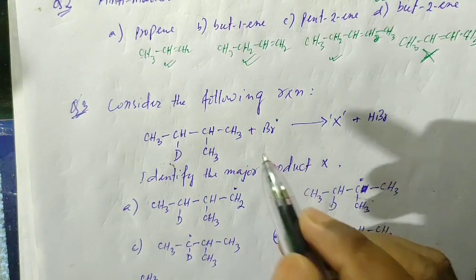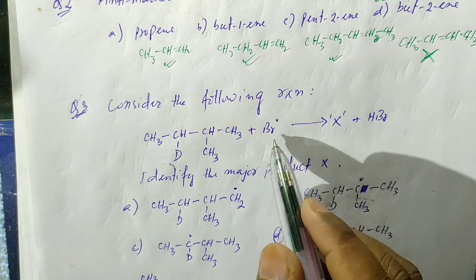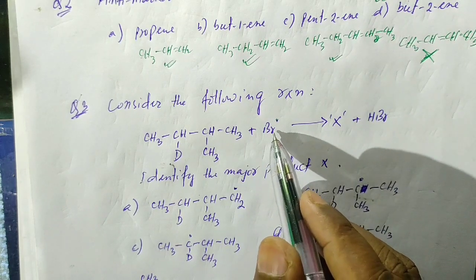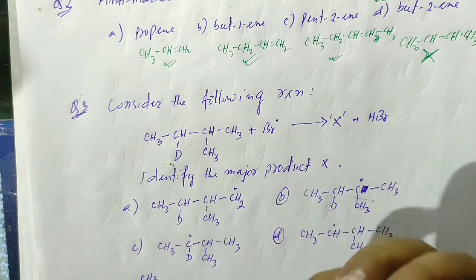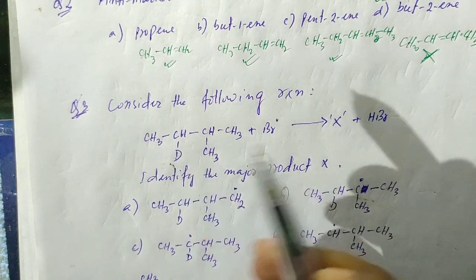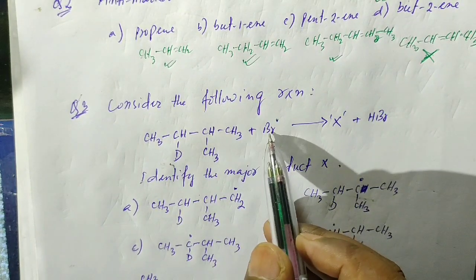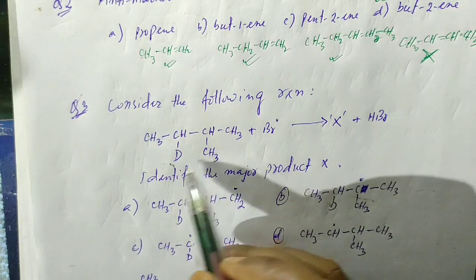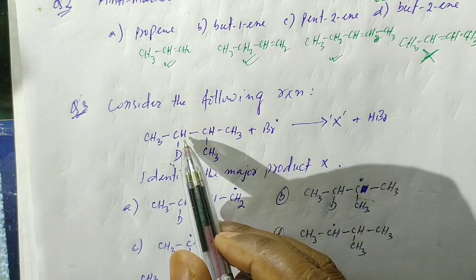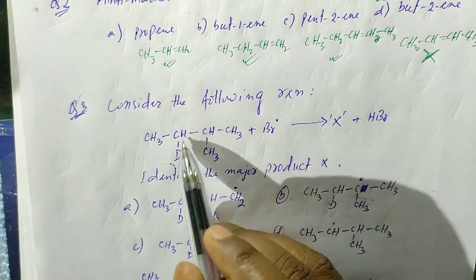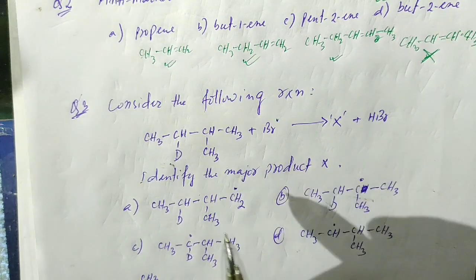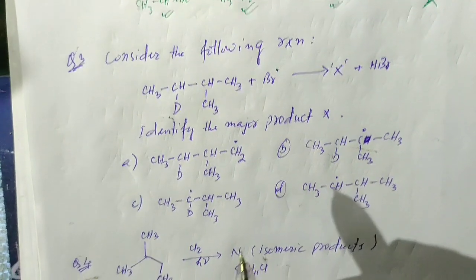So in the reaction of an alkane with a free radical, remember the free radical will always abstract a small group or atom. The small atom here is hydrogen only, so this radical will not abstract a methyl group or deuterium, which is heavy in comparison to protium. So hydrogen will be abstracted, not deuterium. Okay, so let us check the options.